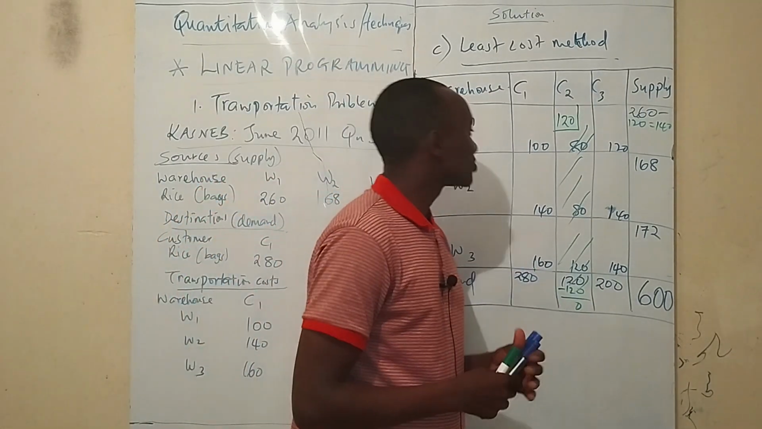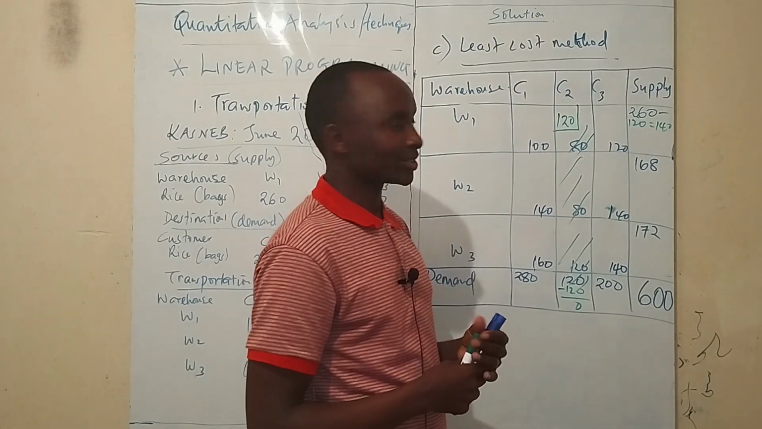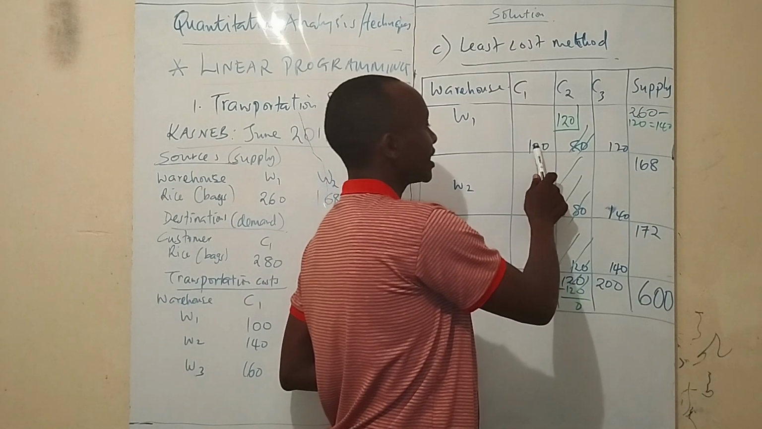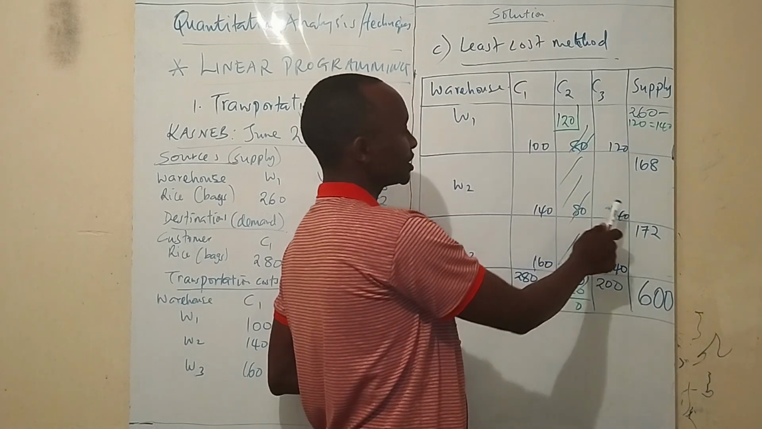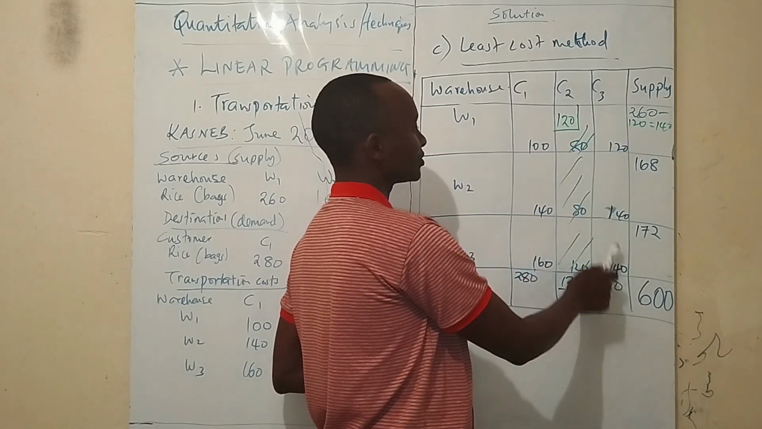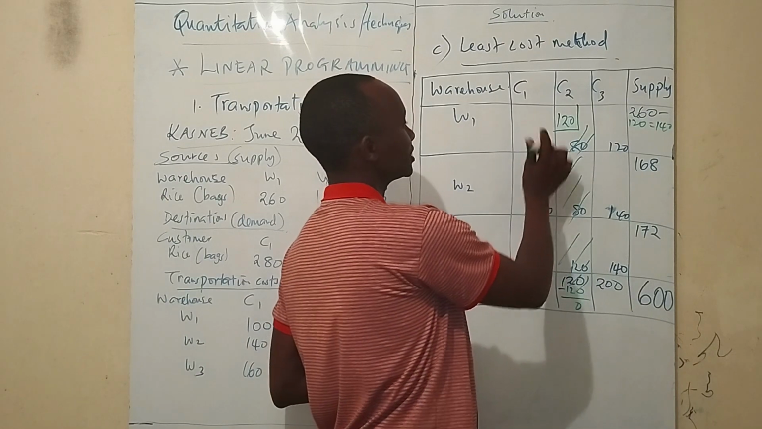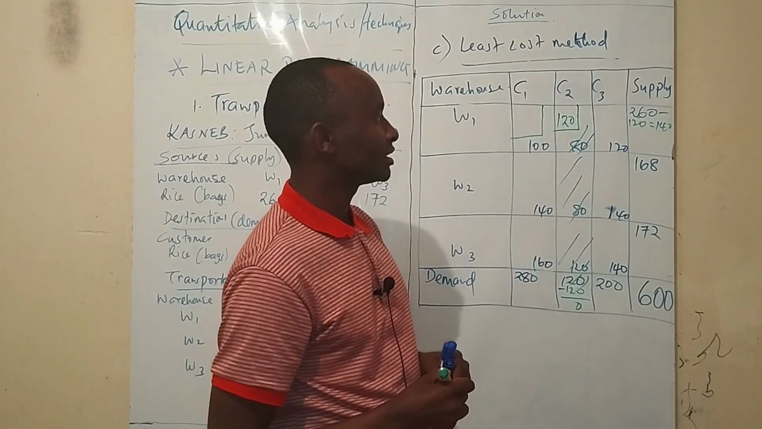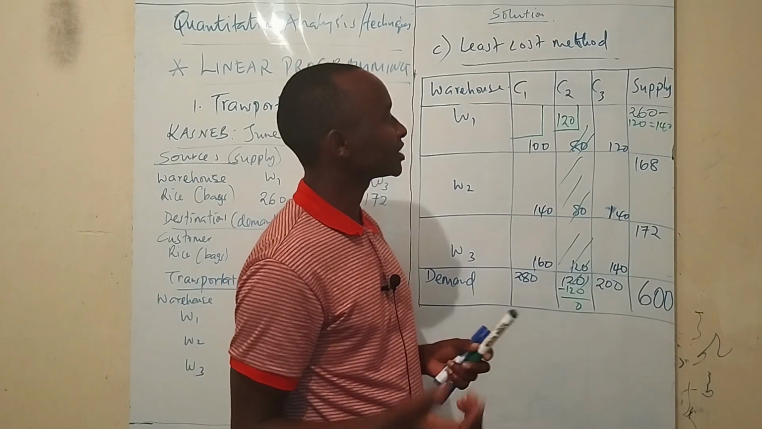So the next step is to find the next least cost. Which one is okay from the remaining ones? So the remaining ones are 100, 120, 140, 140, and 160, 140. So the lowest is 100, isn't it? You allocate as much as possible to 100. That is how simple this method is.